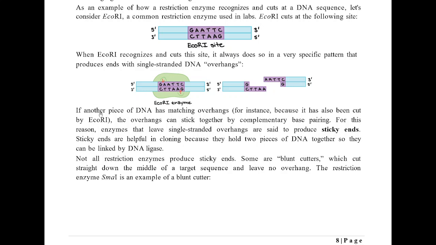Now, if another piece of DNA has matching overhangs, the overhangs can stick together by complementary base pairing. For this reason, enzymes leaving single-stranded overhangs are said to produce sticky ends. Sticky ends are helpful because they hold two pieces of DNA together so that they can be linked by a DNA ligase. Not all restriction enzymes produce sticky ends. Some are blunt cutters as well, for example, SmaI.